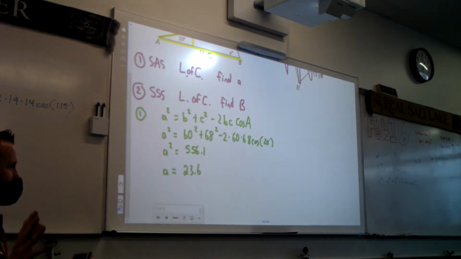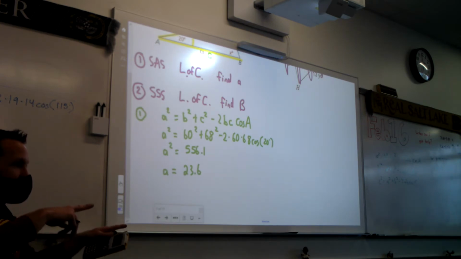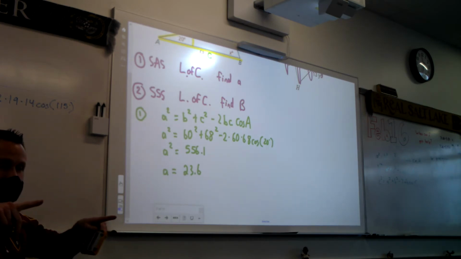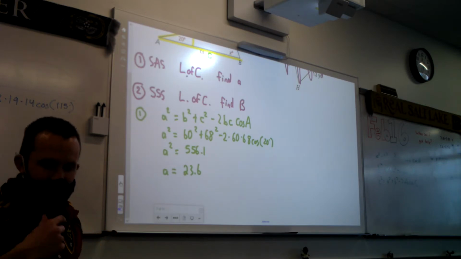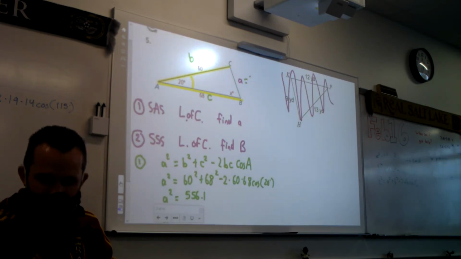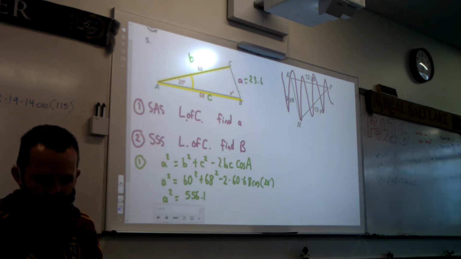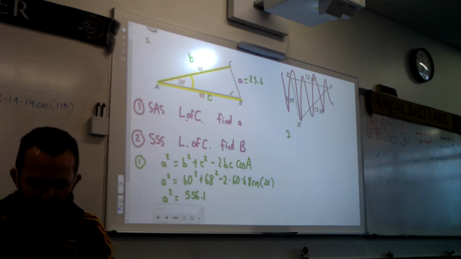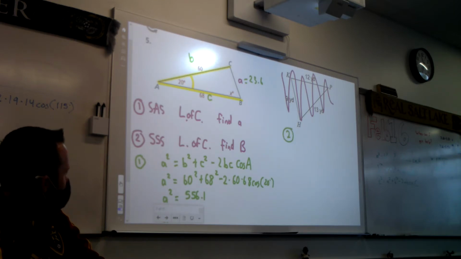Okay, raise your hand if you at least got A. Did you get 23.6? Raise a hand or nod or something. Awesome. Great. So now that helps me a little bit because now I know side, side, side. And that allows me to use the law of cosines to find angle B. So now that takes me from step 1 to step 2. Before we go on to step 2, any questions on step 1?